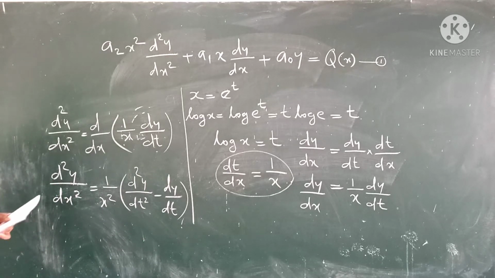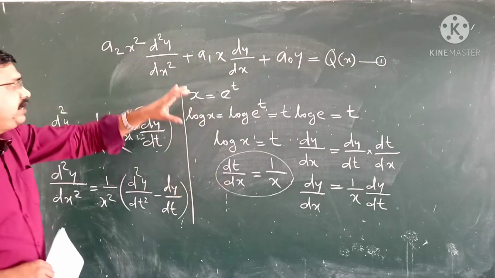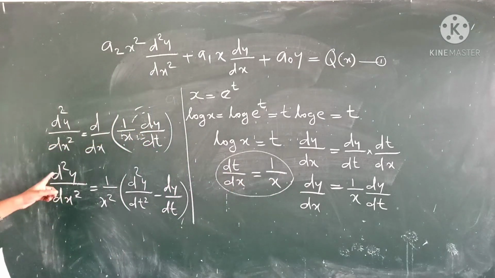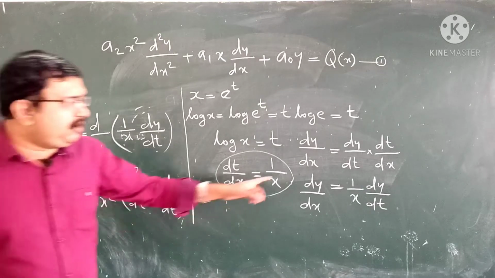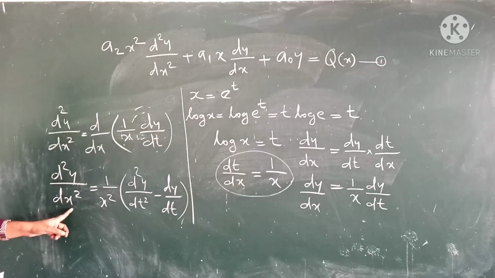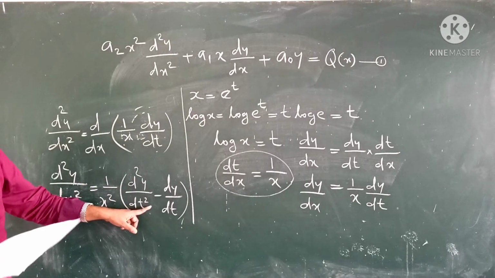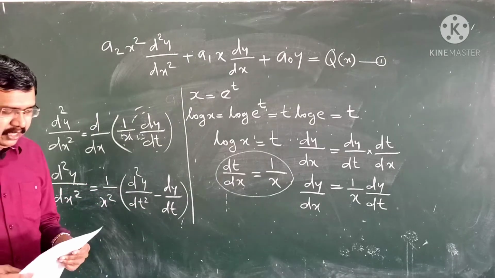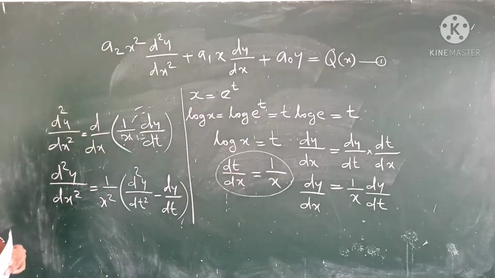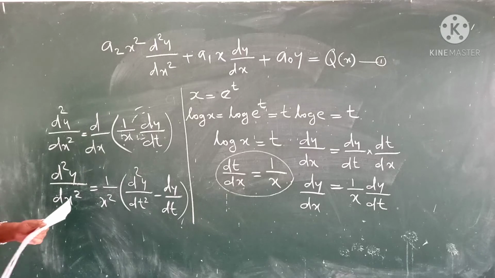Then substituting these values in equation number 1, please write down, then we can move to our next step. We are finding dy by dx and d square y by dx square. Our dy by dx is 1 by x into dy by dt, and our d square y by dx square is 1 by x square into d square y by dt square minus dy by dt. Substituting these two values in equation number 1, first you may write down, then we can move to our next step.